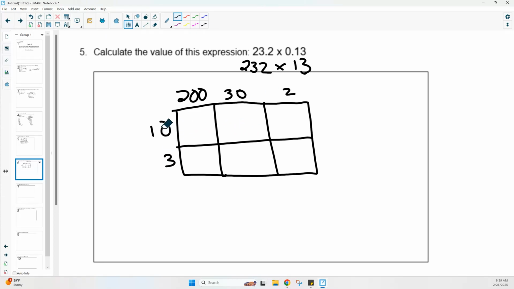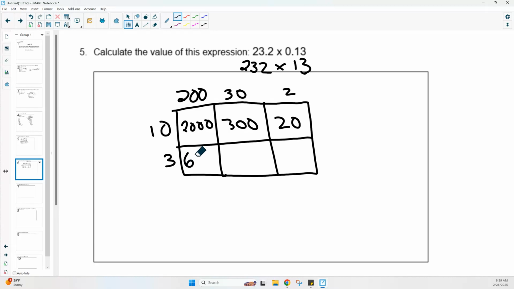Now let's multiply out each area and then we'll put them together. 10 times 200 is 2,000. Because 1 times 2 is 2, then we have 3 zeros. 10 times 30 is 300. Because 1 times 3 is 3, and then we have 2 zeros. 10 times 2 is 20. 1 times 2 is 2, and then add a 0.